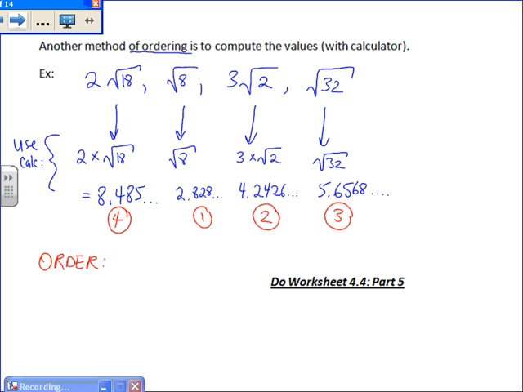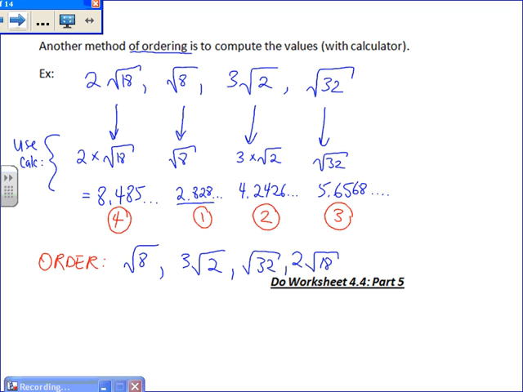Okay, if I go back to my original radicals, this one here, okay, 2.828 was square root of 8. Okay, the next one was 3 square root of 2. The next one was square root of 32. And the last one was 2 times the square root of 18. So no matter which method I use, I get the same order. And so both of them are really effective ways if all you're asked to do is put them in order.